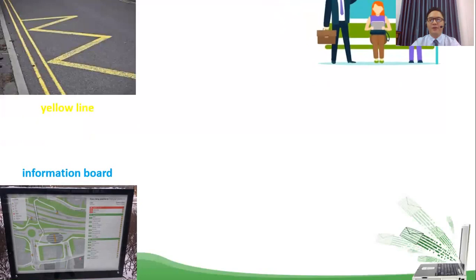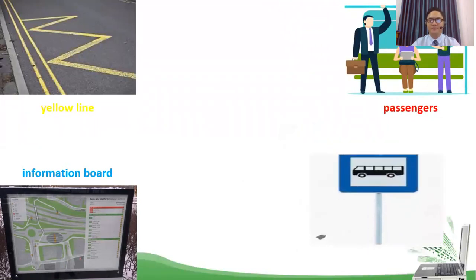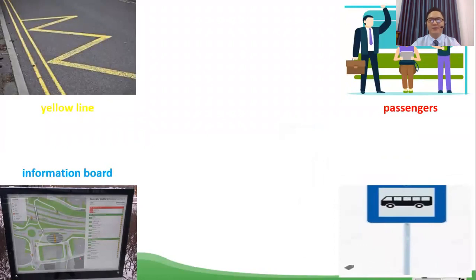And how about the third one here? Wow, we have 3 people in the picture. And they are the, who can? Yeah, that's right. They are the passengers, right? And the last picture here is easy. So easy, right? So this is the signpost.